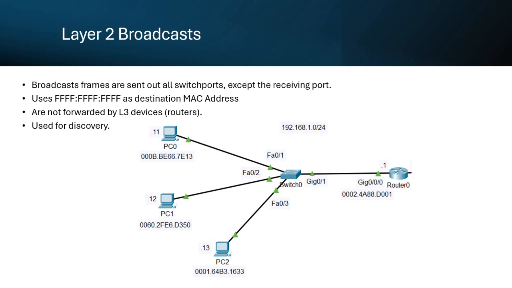Layer 2 broadcast frames are sent out all switch ports, except for the receiving port. The broadcast address is all Fs. They are not forwarded by Layer 3 devices, and broadcasts are primarily used for discovery purposes.